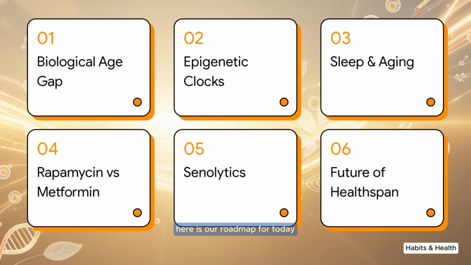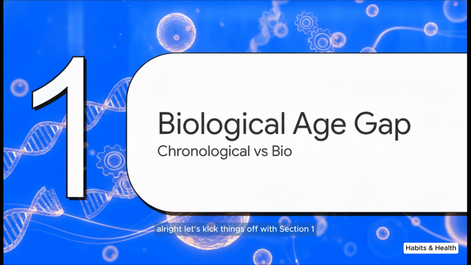Here is our roadmap for today. We're going to cover the biological age gap, decoding epigenetic clocks, sleep as the aging accelerator, rapamycin versus metformin, senolytics and clearing toxic cells, and finally, the future of health span. All right, let's kick things off with Section 1, the biological age gap.